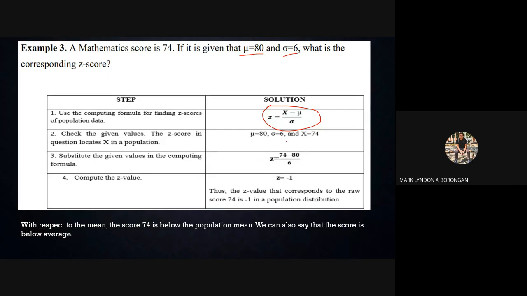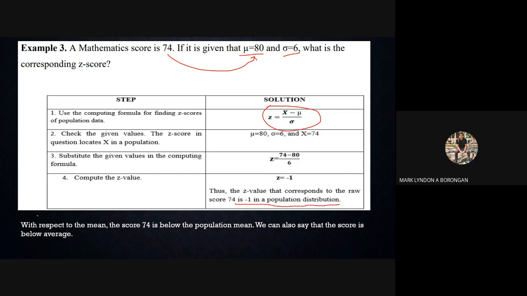So since ma-substitute na lang nimo siya diretso sa formula na to, you can now determine the z score. So, ang z score or ang z value na to is equal to negative 1. So, thus, the z value that corresponds to the raw score, 74, is negative 1 in a population distribution. So, ubos siya, di ba, sa average. And you can also see, diari, nga itong mean is 80, but ang mathematics score is 74. So, this means nga, below average siya.